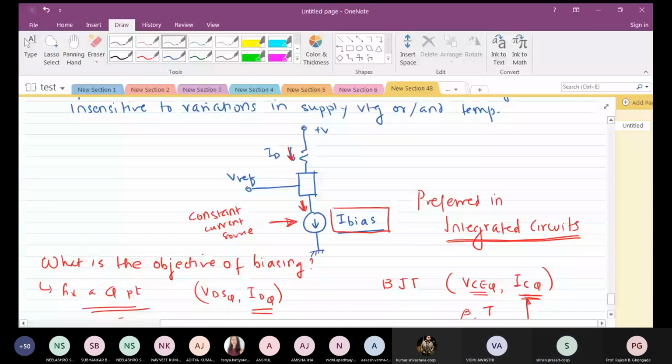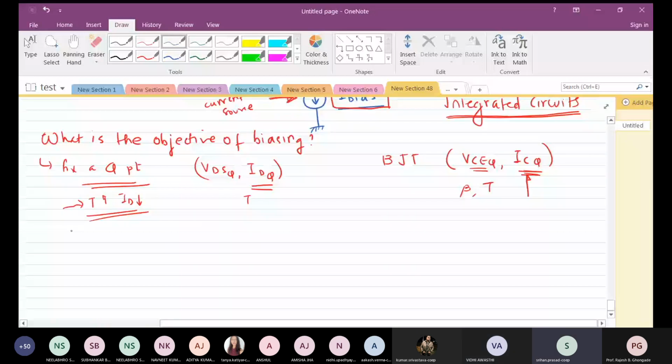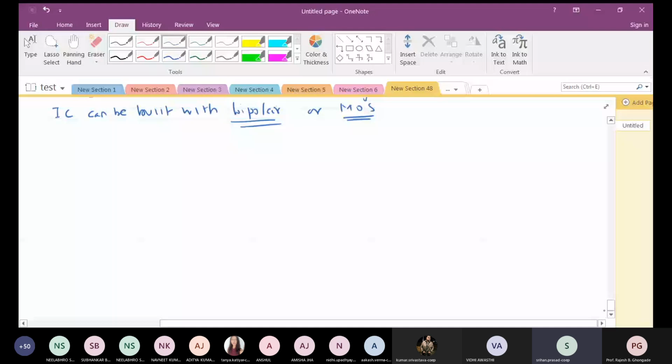Integrated circuits can be built with bipolar technology or with MOS technology. Both. Naturally, in ICs with bipolar technology, we have BJTs as the devices. Here we have MOSFETs as the device, right? And this force biasing can be used for integrated circuits, both bipolar as well as MOS.